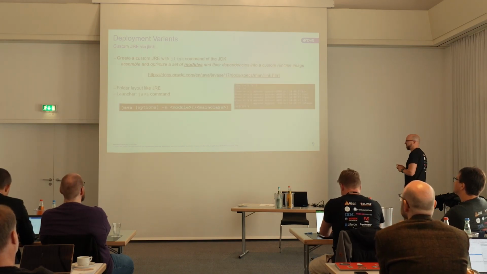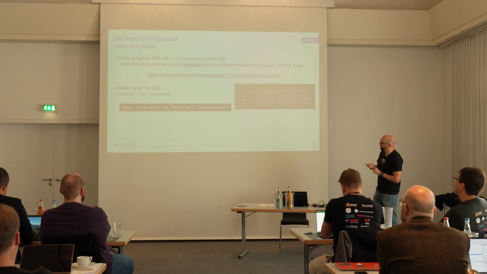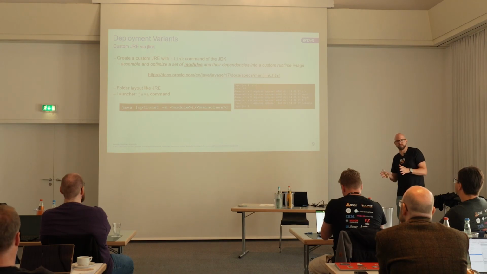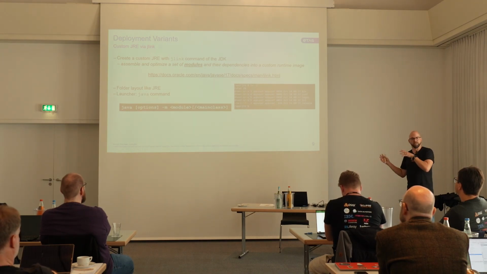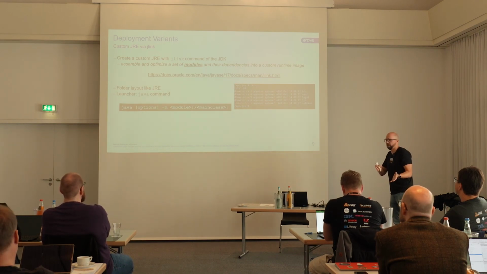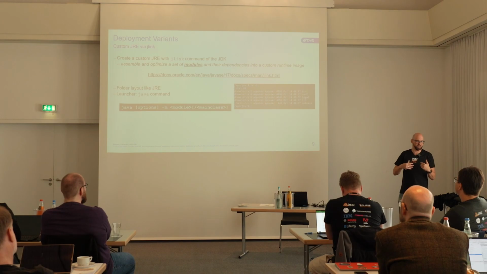The next variant is the custom JRE via JLink. That was introduced with the Java module system in Java 9, because then the Java runtime itself is modularized. So I can create my own JRE containing only the modules from the Java runtime together with my modules and dependencies.